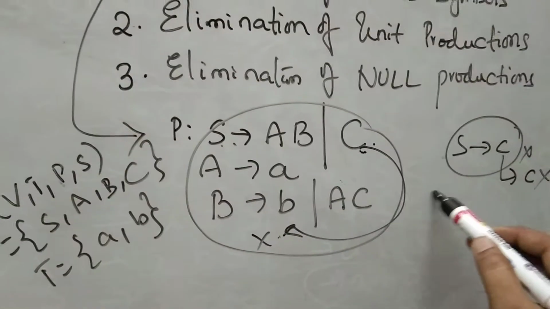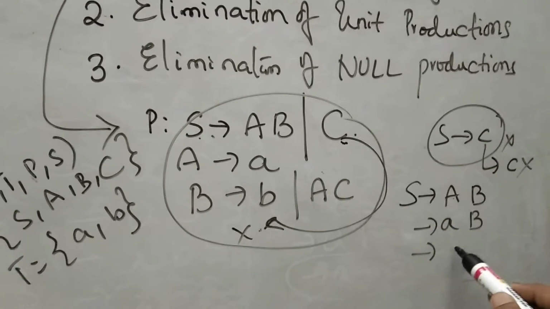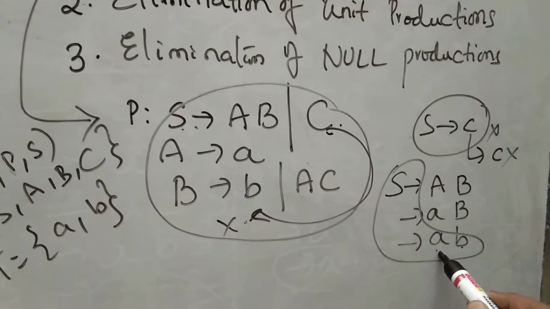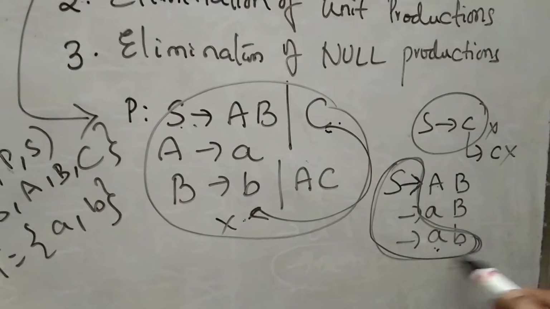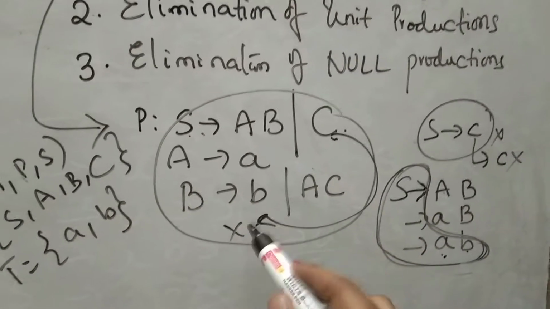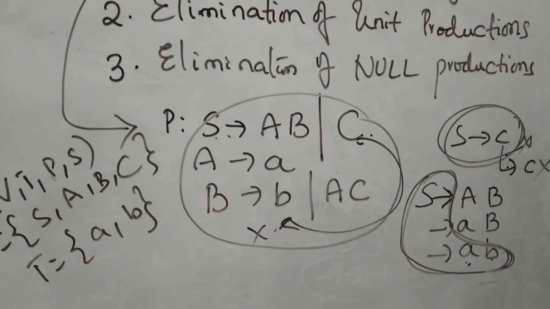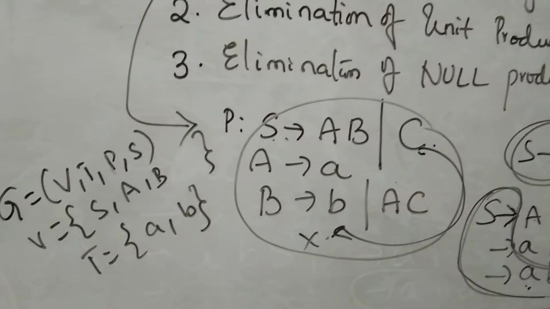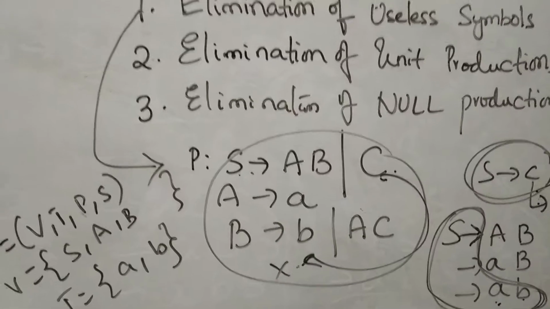If you take a production, for example S tends to AB, then this A will be replaced with small a and this B will be replaced with small b. Then you can derive a terminal string. That means if you can replace the starting symbol with a terminal string, then it is useful. But if we take S tends to C, this C cannot have any production, so this is useless. Once you call a production useless, you can automatically eliminate that C variable also. That is what we call elimination of useless symbols.